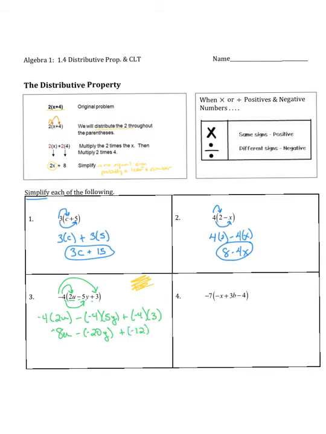Okay, now we want to get everything all nice and neat. We're still simplifying. Negative 8u stays the same. Minus negative 20 means, remember this one? Plus 20y. And you've got two different signs here. Plus minus 12 means minus 12. And that is my simplified expression. Negative 8u plus 20y minus 12.